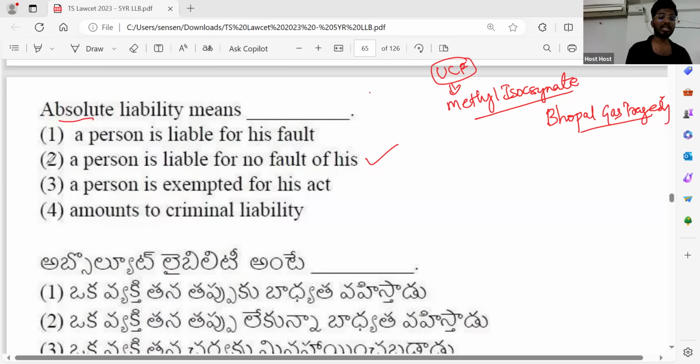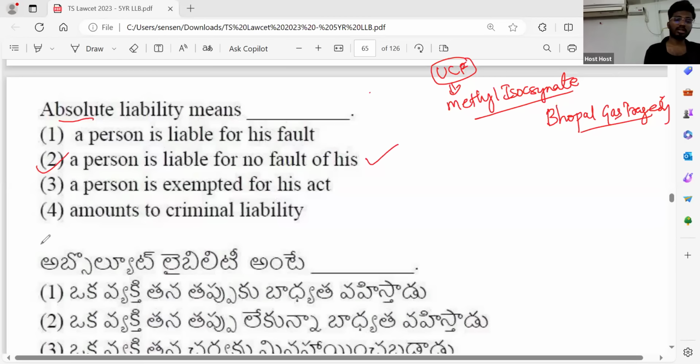So in absolute liability, whether your fault is there or not, it might be your employee's fault, or it might be some third person's fault. A third person has come into your factory and opened the seal. As a result, the gas might have come out, right? In such a case also, you will be absolutely liable, no exceptions whatsoever, okay?